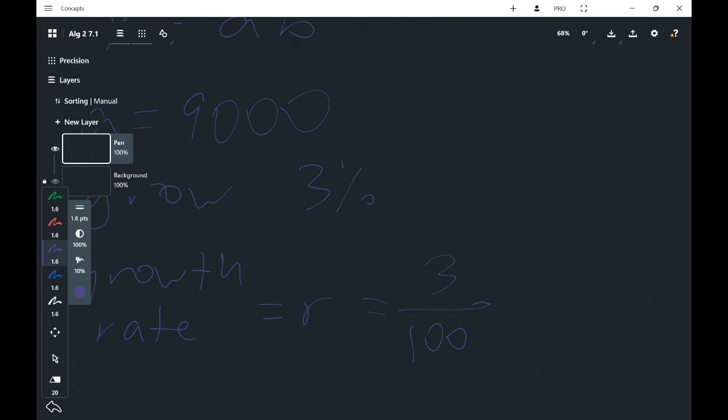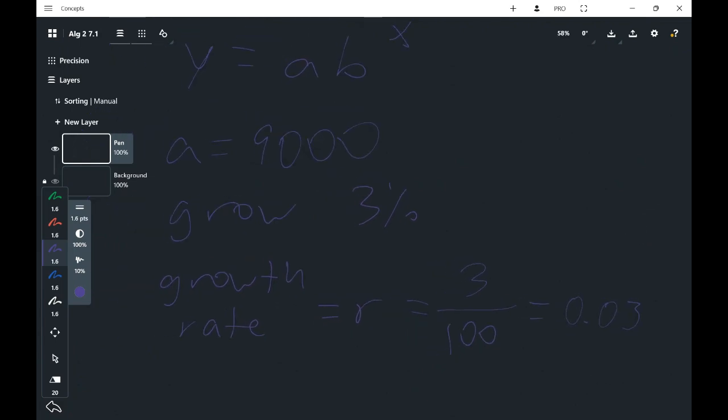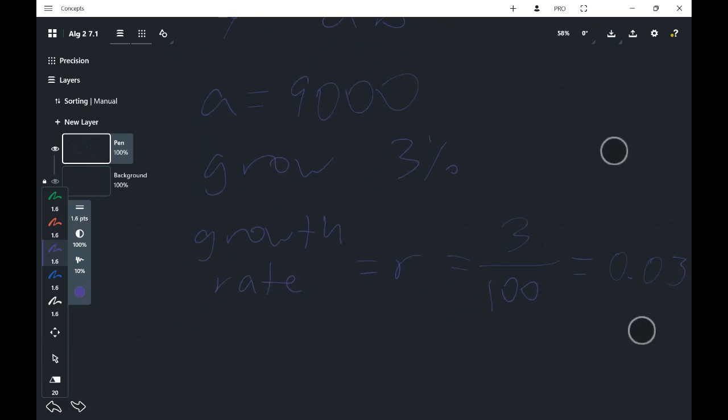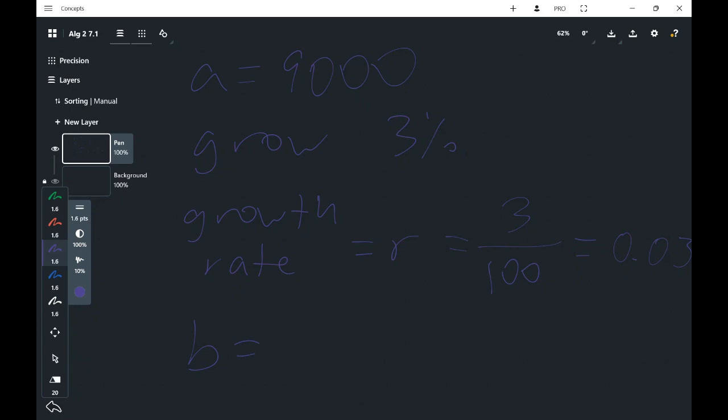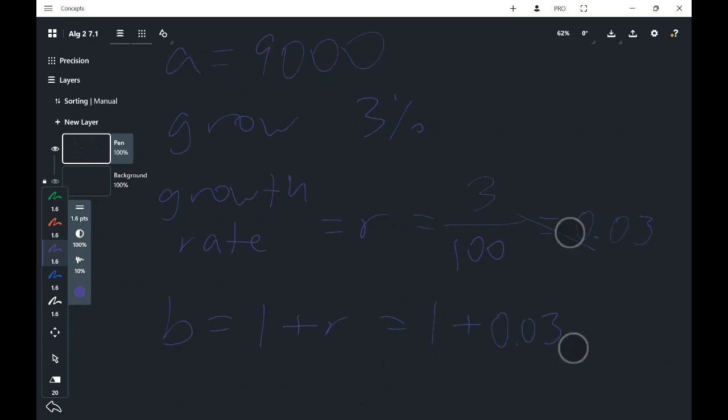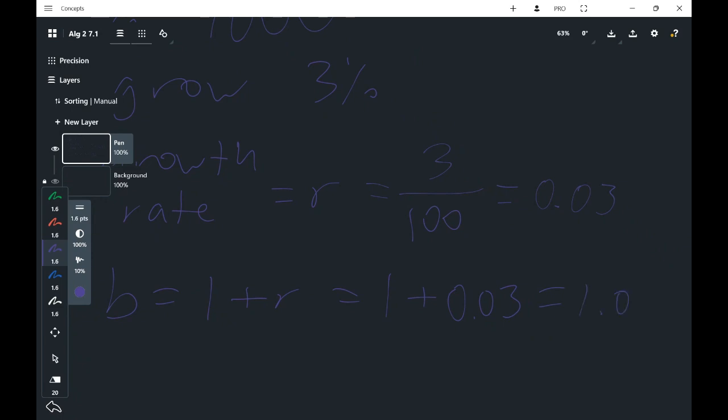Percent means per 100, right? So our growth rate is 0.03. But remember, we can't plug this directly into b, because if we multiply by 0.03 every year, it's not going to get bigger, it's going to get smaller. So our actual b value, the way we calculate this for growth, is 1 plus r. So it's 1 plus 0.03, which is 1.03.